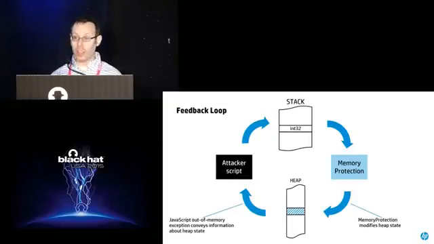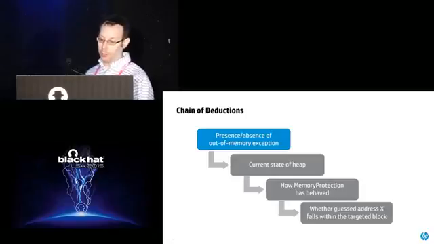We plant X on the stack as an integer, and then we do something that triggers memory protection's reclamation routine. In response, memory protection modifies the heap in a way that's dependent on whether X points within the targeted block. How do we find out how memory protection has responded? We attempt a new heap allocation that is designed to succeed or fail depending upon what memory protection has done to the heap. Then, by checking for the presence or absence of an out-of-memory exception, we can make a deduction about how memory protection has behaved, and this reveals the answer to whether X falls within the targeted block of memory.